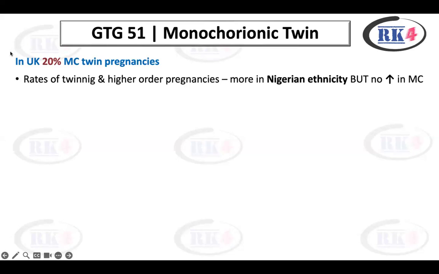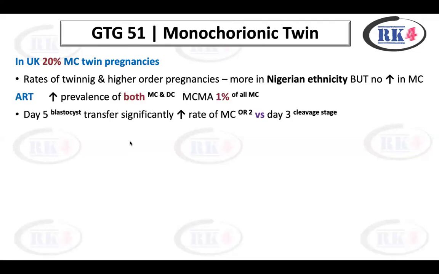Now they said that the rate of twinning in higher order pregnancies is more in the Nigerian ethnicity, but there is no increase in monochorionicity. So Nigerian ethnicity, this is important. That's why I put it in bullet in the bold format, because you may have a question in the exam where the woman is Nigerian, and that's what they want to test. Okay, so Nigerian ethnicity, they'll have more chances of twinning. Then artificial reproductive techniques are becoming very common, and this increases the risk of both monochorionic and dichorionic pregnancies. There is no difference, right?